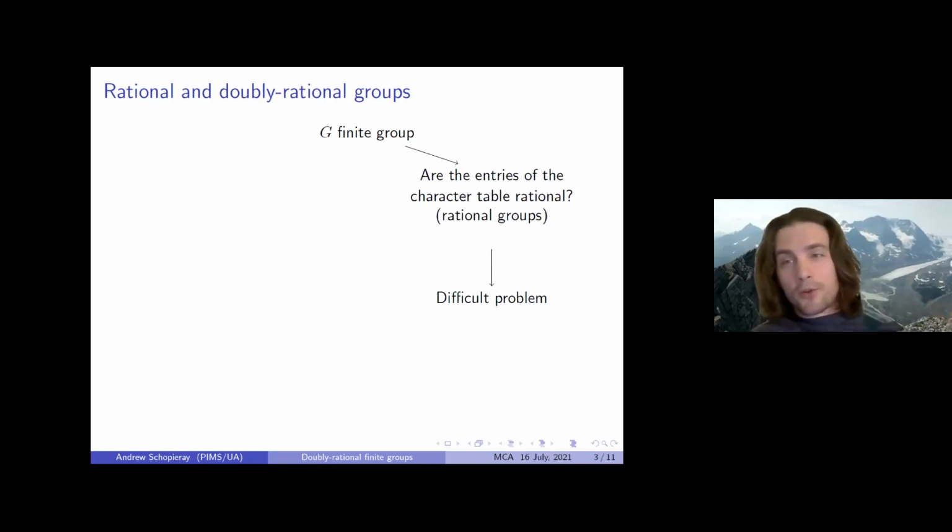You can go quite a ways back and find sort of partial results, which haven't been extended or updated, I guess, in the past 50 years or so.